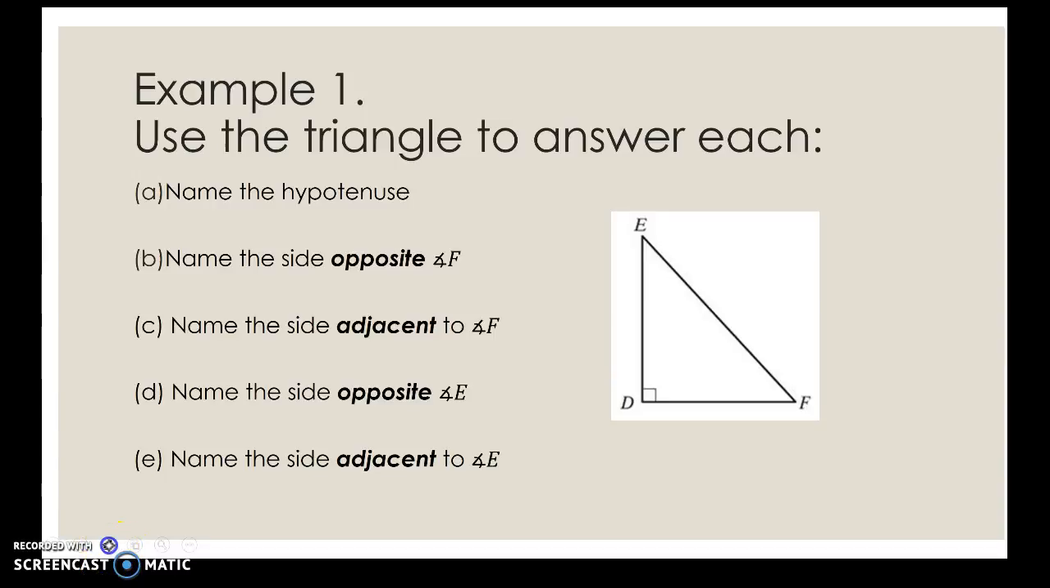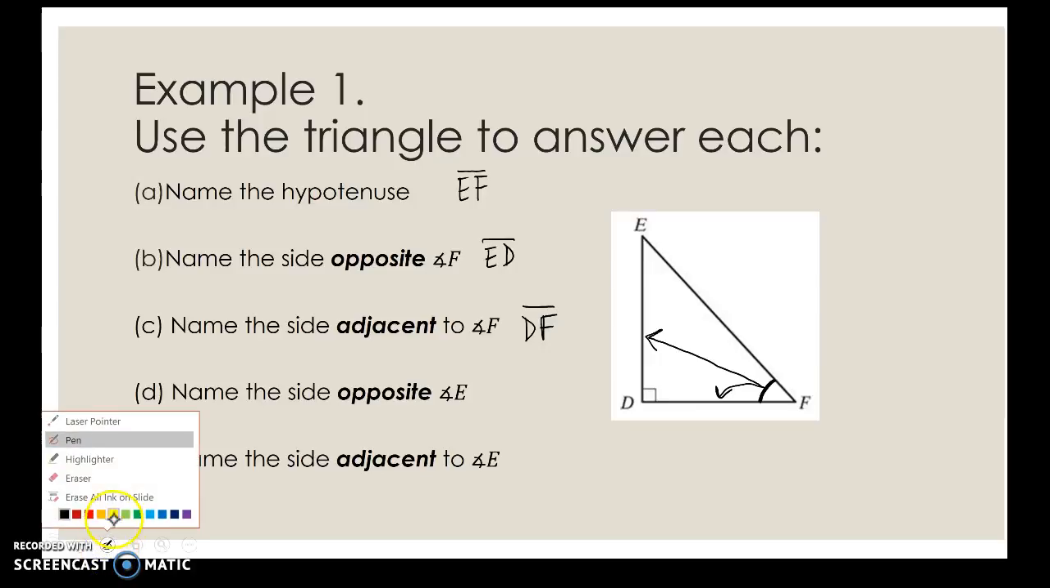Just looking at any right triangle, name the hypotenuse. The hypotenuse is segment EF. Name the side opposite of angle F. The side opposite of angle F in the triangle would be the leg ED. The side adjacent to angle F, the side next to angle F, would be DF.